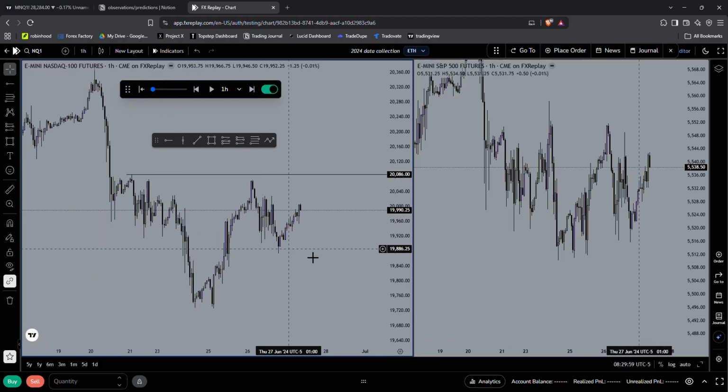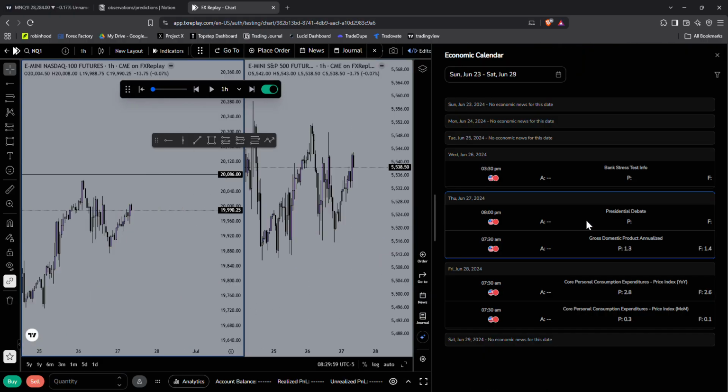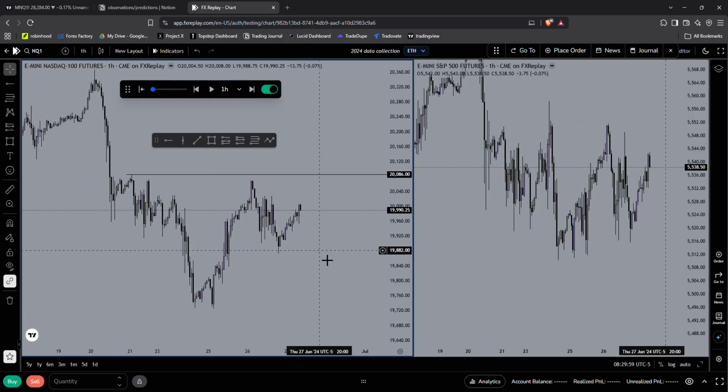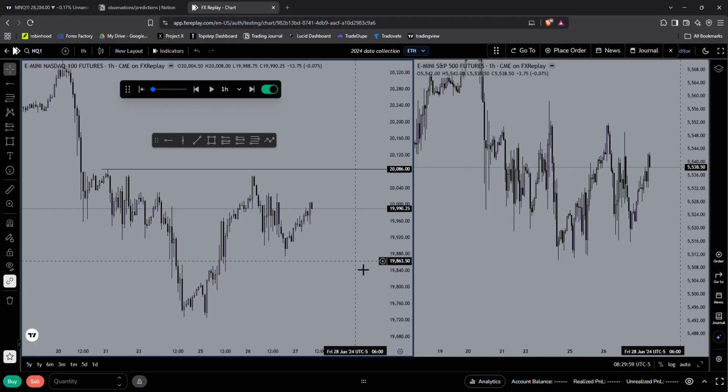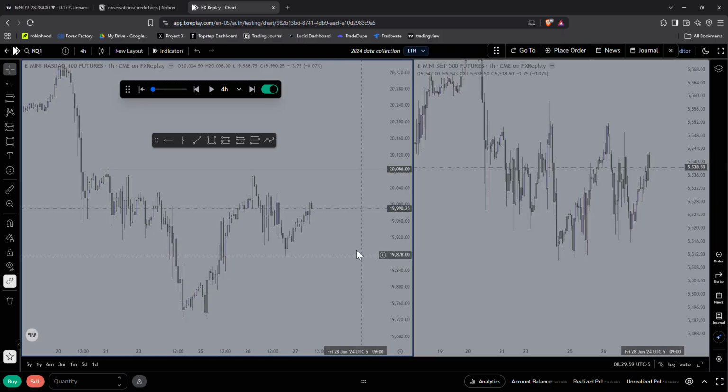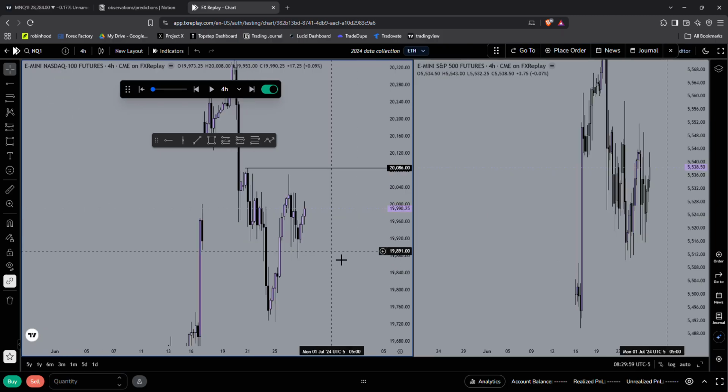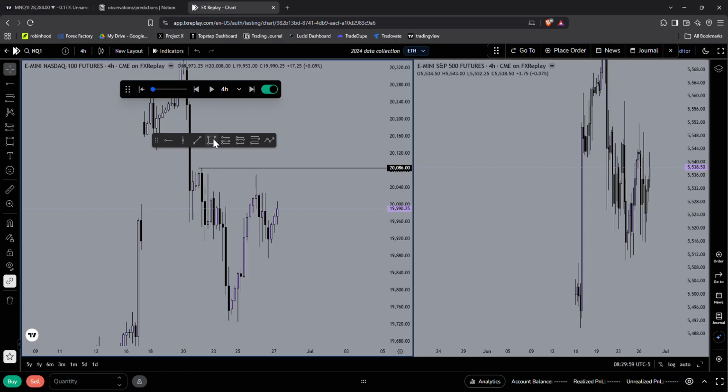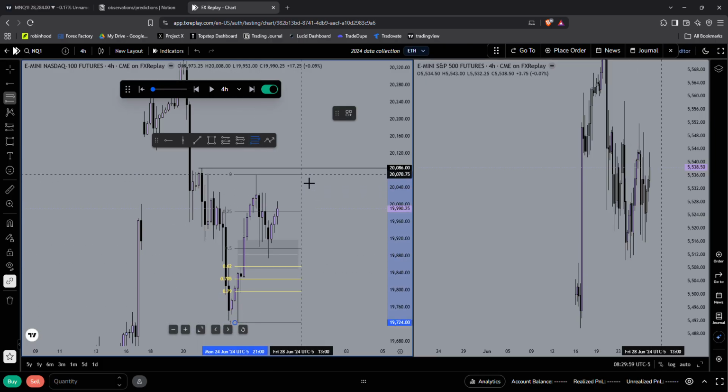And then on top of that, this presidential debate, 8 p.m. On top of that, this price action doesn't look so great too. 1 hour, 4 hour. Okay. I can just say that we're playing out of this. That's all I see so far.